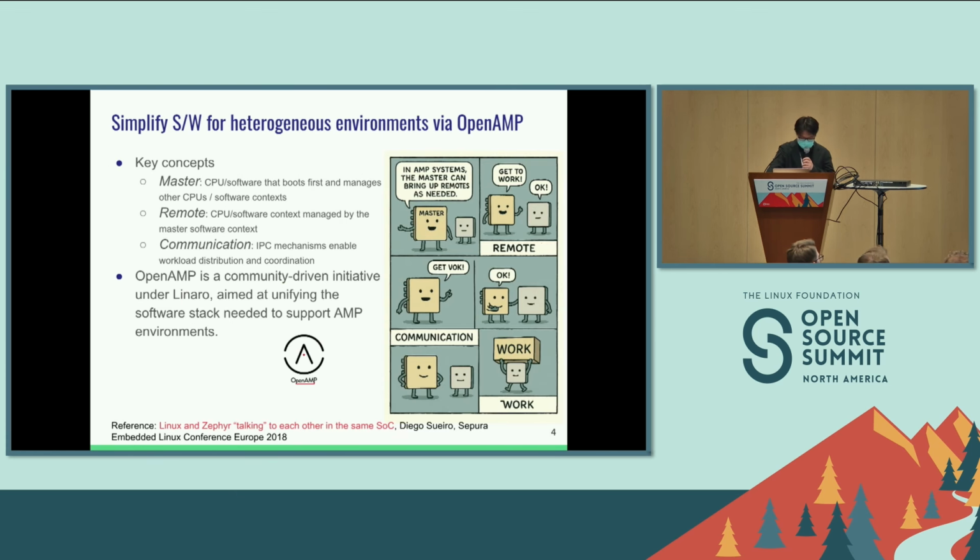In asymmetric multiprocessing, or AMP systems, it's common for the master processor to bring up additional software or firmware contexts on remote cores as needed. This is typically done in a demand-driven way during runtime, with interprocessor communication, or IPC, used to offload and coordinate work. Let's define a few key terms. Master. This is the CPU or software that boots first. It's responsible for managing other CPUs and their associated software contexts. Remote. A remote refers to any CPU or software context that's brought up and controlled by the master. Communication. IPC is what enables coordination between the master and remote, making workload distribution possible. This architecture offers significant flexibility for real-time and mixed criticality systems, and OpenAMP provides a solid open-source solution for such purpose.